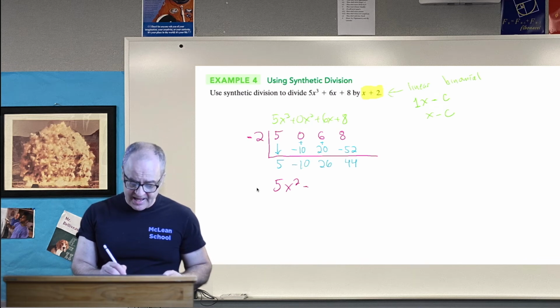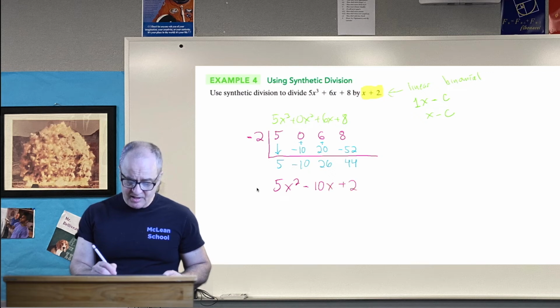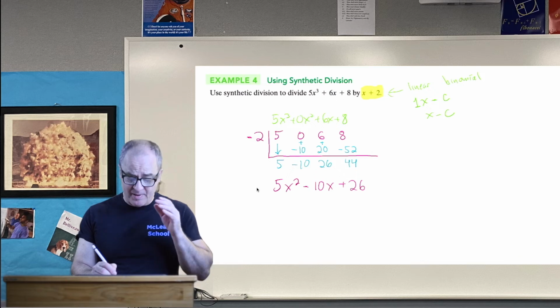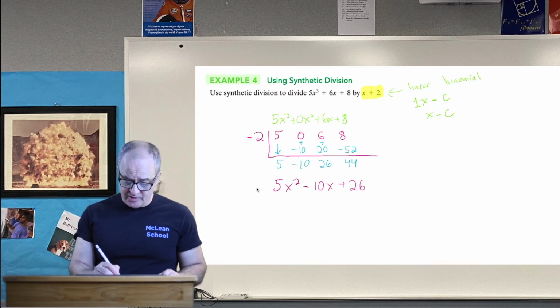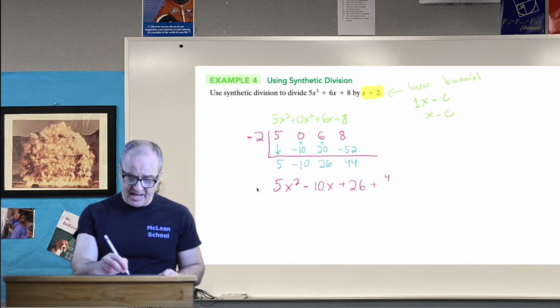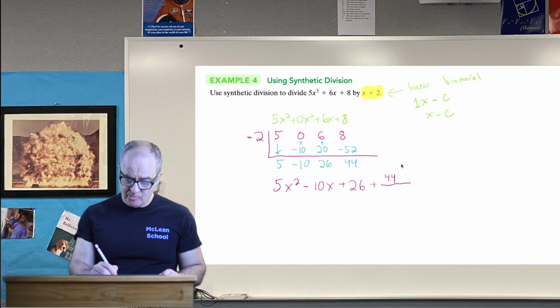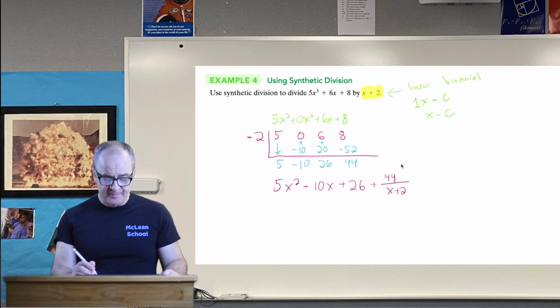minus 10x, keep going down the degrees, plus 26, we're out of things, we can't go past 26, so what we can do though is take our remainder. That's what this last bit is. That is our remainder, and that remainder becomes the numerator of a fraction with what we were originally dividing by as the denominator. So this is the answer to the question.